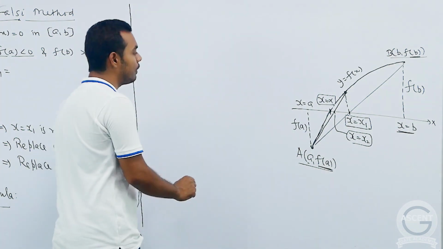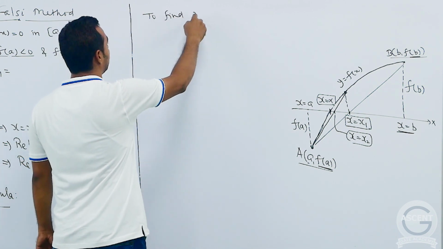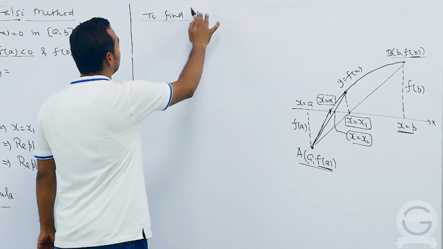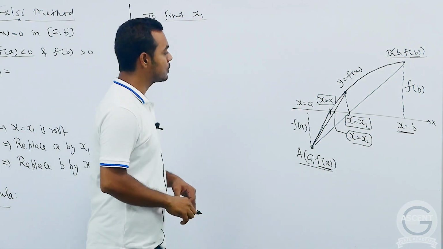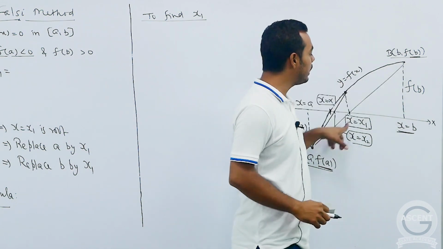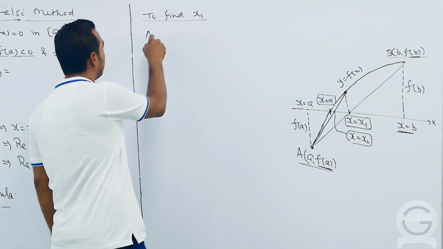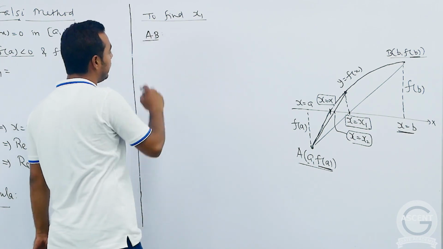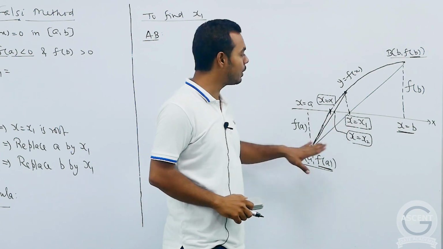So now our aim is to find the formula to calculate the first iteration x1. Now see, it is very easy to find the formula for x1. This x1 is nothing but the point of intersection of line AB with the x-axis. So first we are going to write the equation of this line AB, and the point where this line AB crosses the x-axis will be our first approximation, x1.